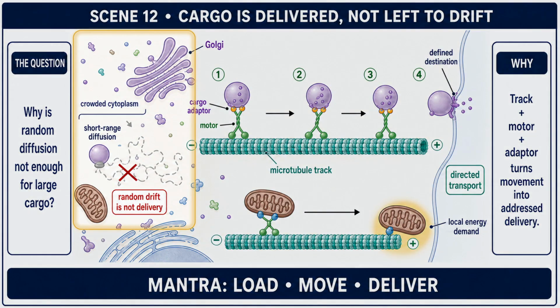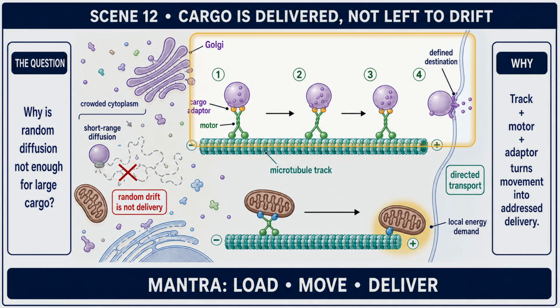Direction matters because the cytoplasm is crowded. Small molecules can diffuse over short distances, but a large vesicle cannot leave the Golgi apparatus and simply hope to collide with the correct region of plasma membrane. A mitochondrion cannot rely on random drift to reach a region with high energy demand.